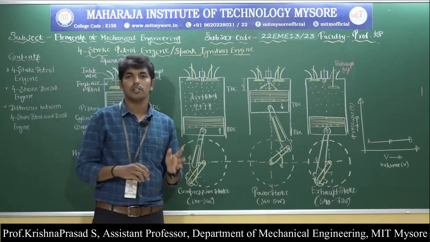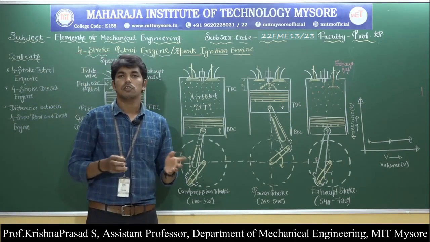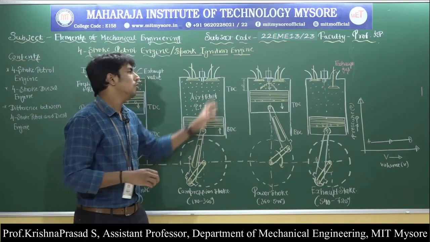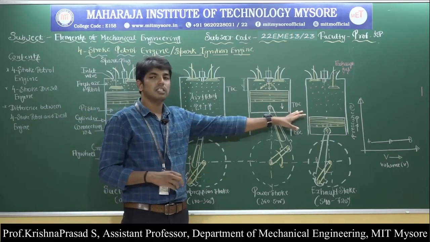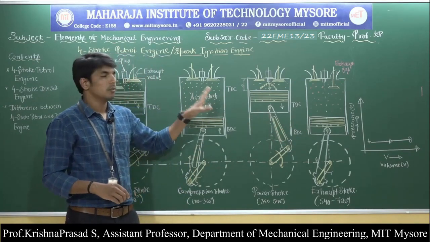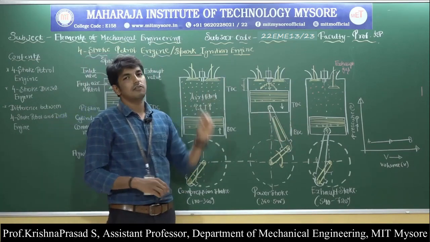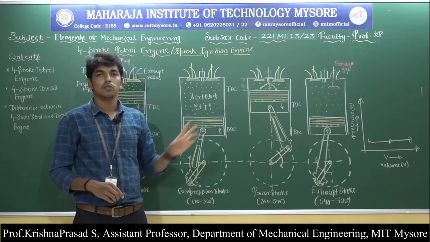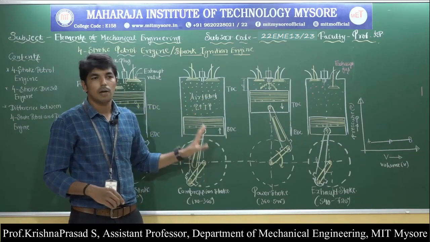In the previous session I told what is meant by the clearance volume. So clearance volume is nothing but the volume of the cylinder above the piston when the piston is at the TDC position. Okay, so at the end of the compression stroke, the volume remains constant for a small displacement. So this is regarding the compression stroke.